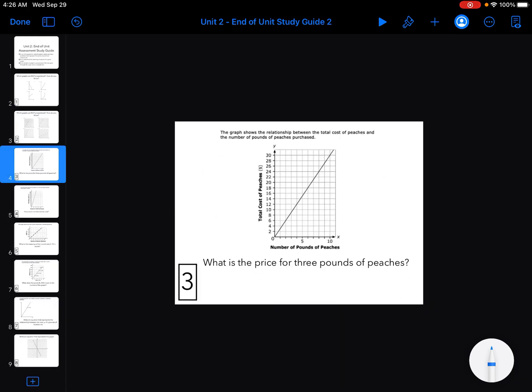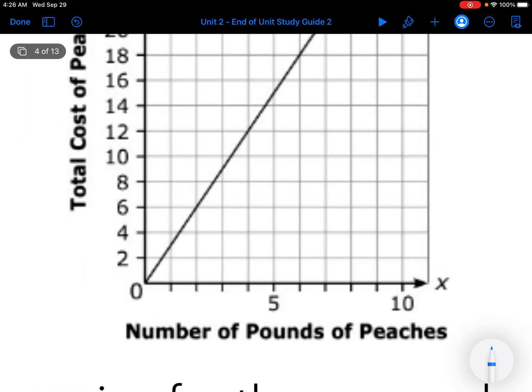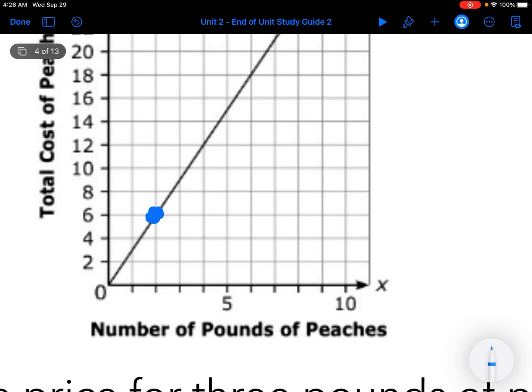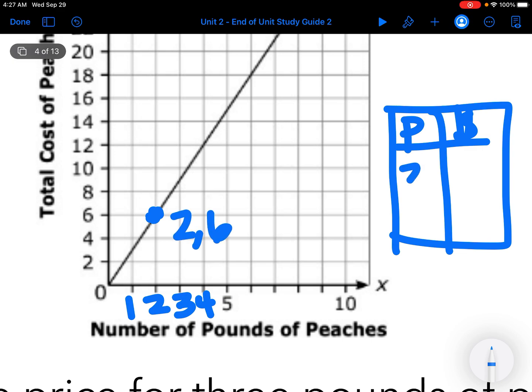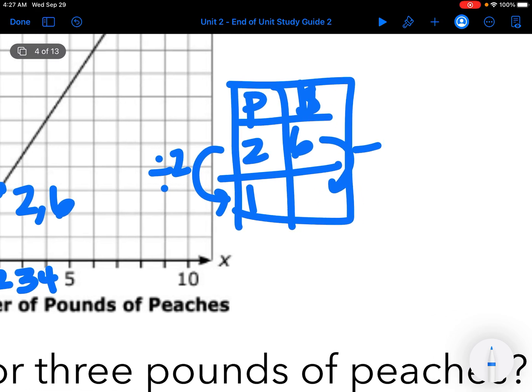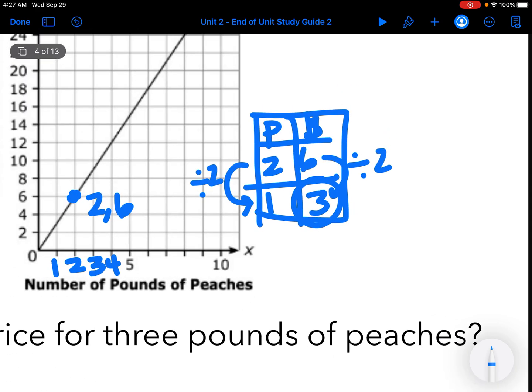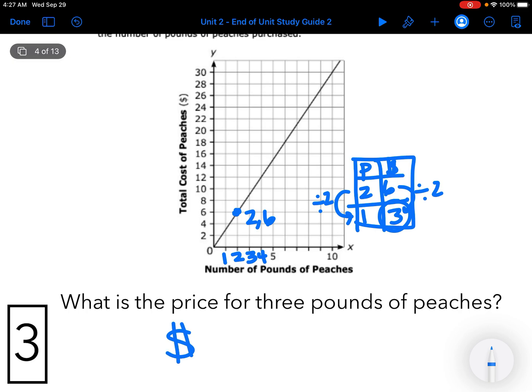All right, they want to know what is the price for 3 pounds of peaches. So I'm looking at the crosshair, so I find a point here. I have pounds of peaches and I have the cost. So I know that this point is 2, 6. I want to find for 1 pound, so I divide by 2. And I get $3.